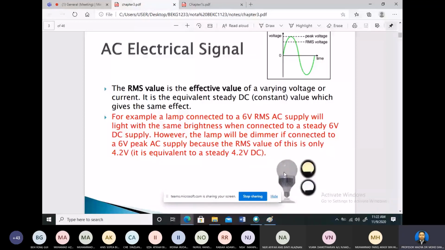Normally, if the question does not state whether it is peak or RMS, automatically you have to know that the standard is RMS. For example, 240 is the RMS value. In Malaysia, our supply is 240, so 240 is our RMS value. You have to remember that.